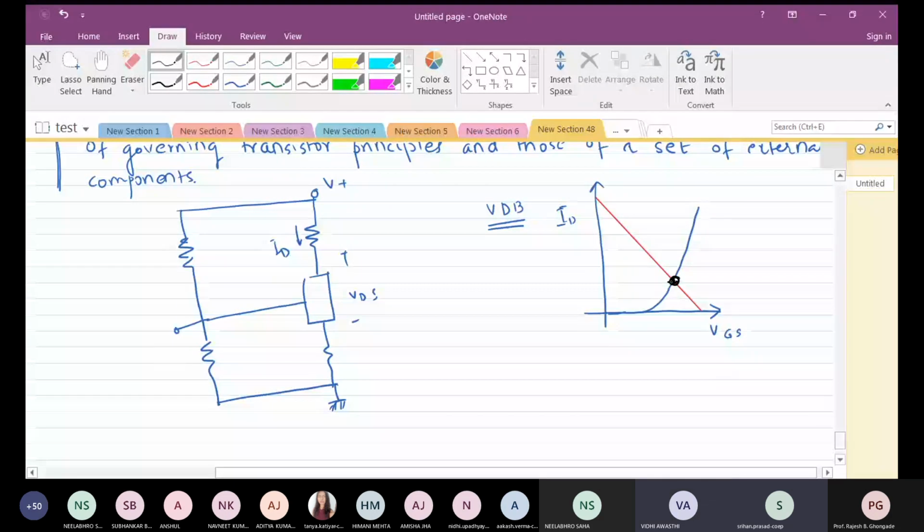So your voice was not audible. You said we have to find a particular value of ID. So in negotiated biasing, what we do is we have to find out this is the load line, and we have to find out just the intersection of the transfer characteristics and the load line. So this will be your Q point determining your IDQ, and of course this will be called VGSQ.